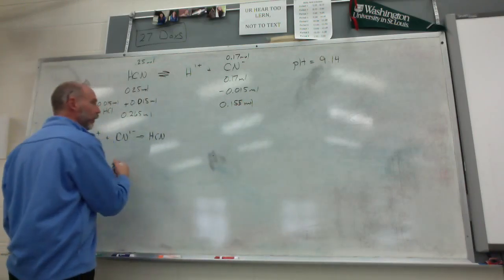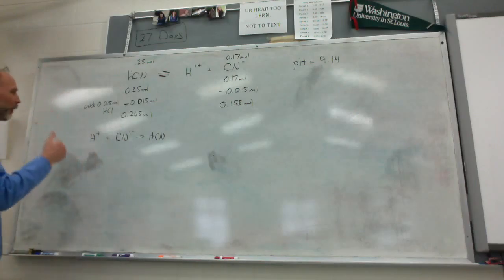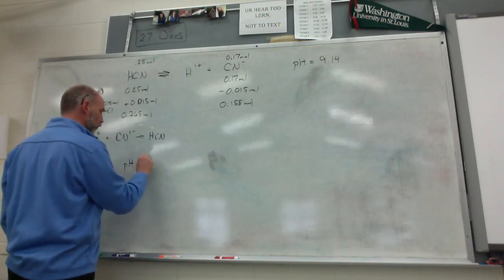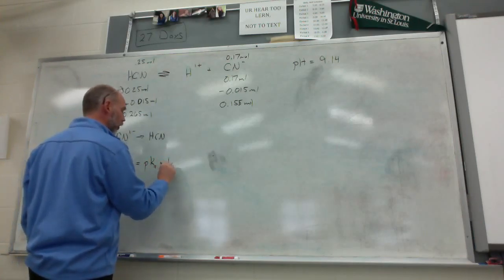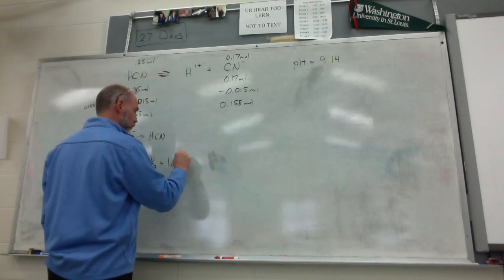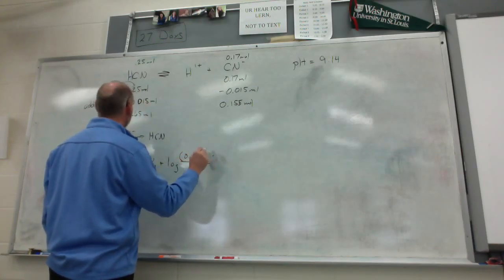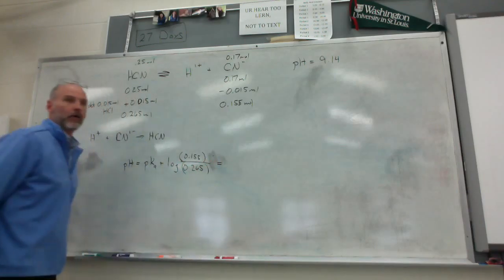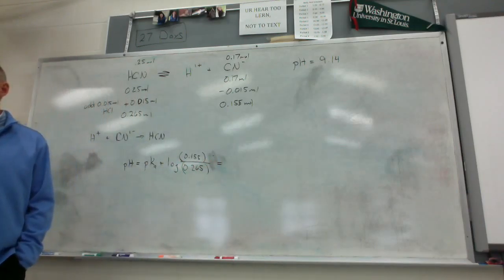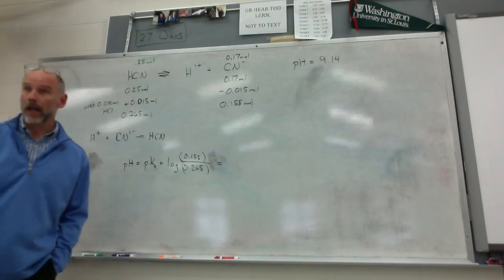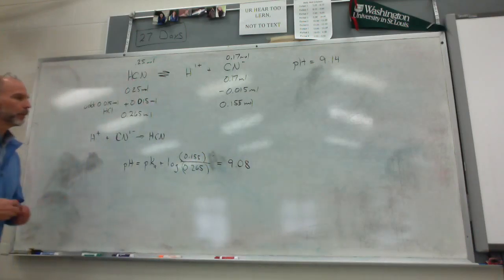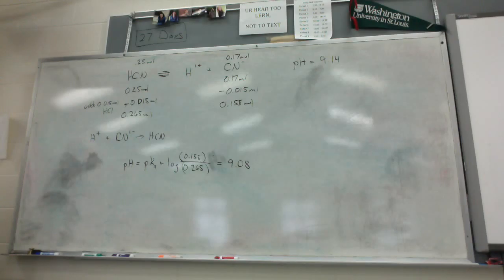And so now you just throw it in, to what we had done before. So the pH is going to be equal to the pKa plus the log of 0.155 over 0.265. I don't know what you guys ended up getting. 9.08. Okay, so this time our pH changed by 0.06 of a pH unit.